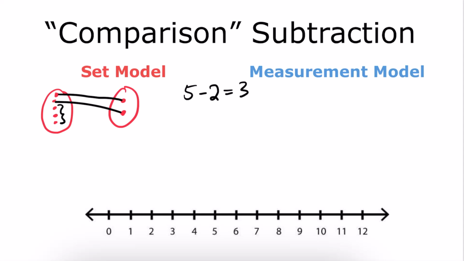You can also do this with a measurement model where you make a bar for the number 5, and then you make a bar for the number 2. And the difference between these 2 bars is 3 because there's 1, 2, 3 units between the numbers 5 and 2 on the number line. And so that's what a comparison model for subtraction would look like.